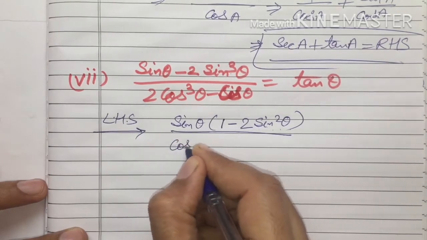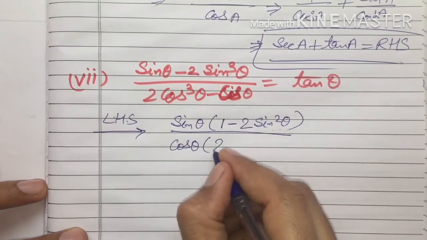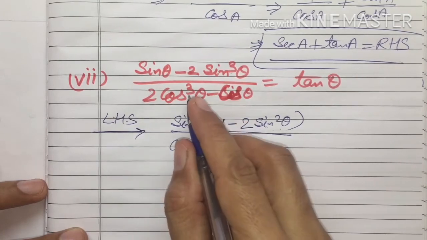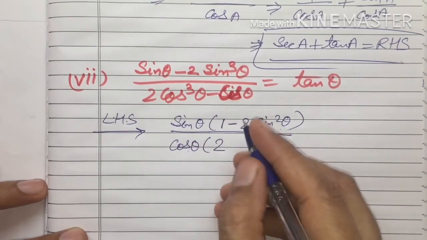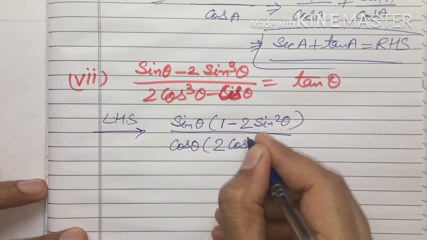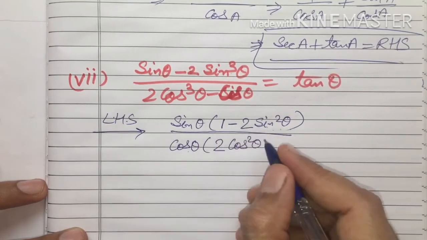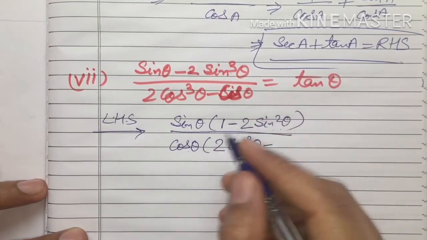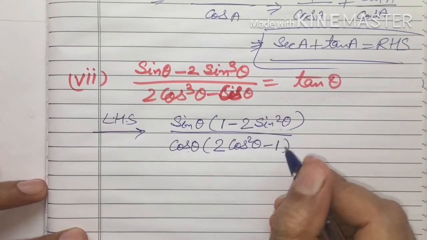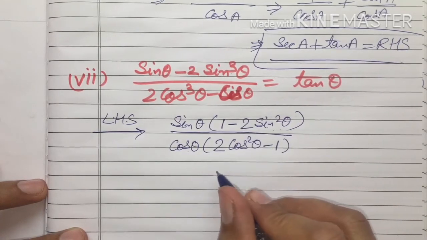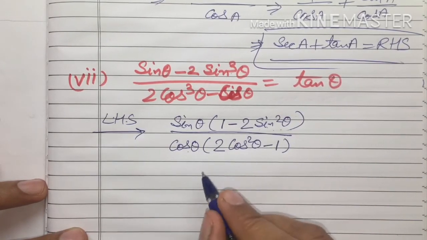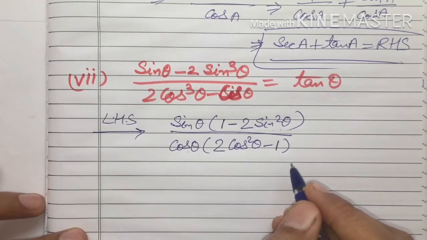So cos theta we take common, and the remaining part in the bracket: 2 cos cube, we took 1 out, so 2 cos square theta in the bracket, minus this cos we took out, so minus 1. So cos theta into the bracket 2 cos square theta minus 1.